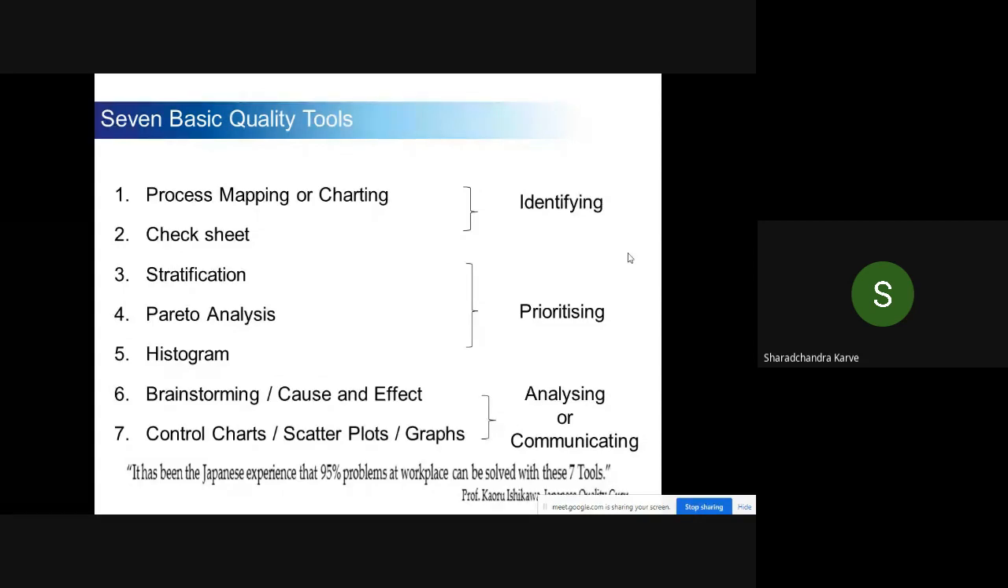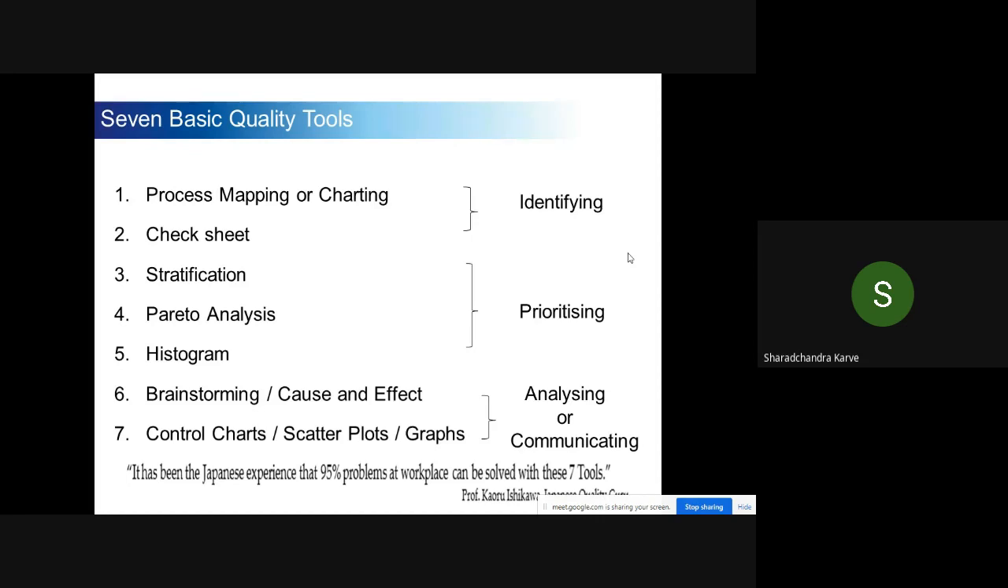If you look at the bottom punch line here, the sentence is said by Kaoru Ishikawa, who is a quality guru in Japan. He says 95% of the problems get solved using these tools. I'm repeating again, you don't have to go for advanced tools. 95% of the problems get solved using these 7 QC tools. So it is very important for you to understand these 7 QC tools.